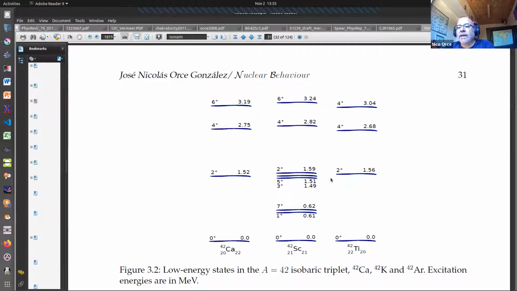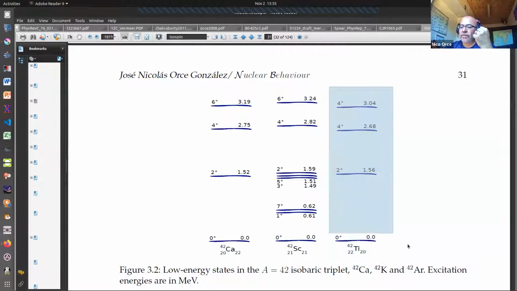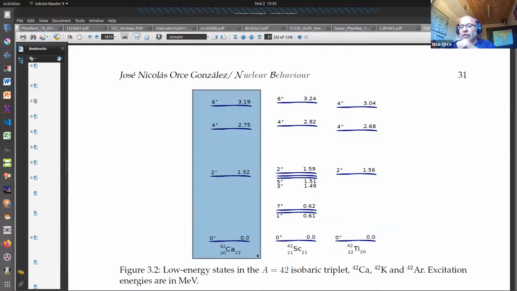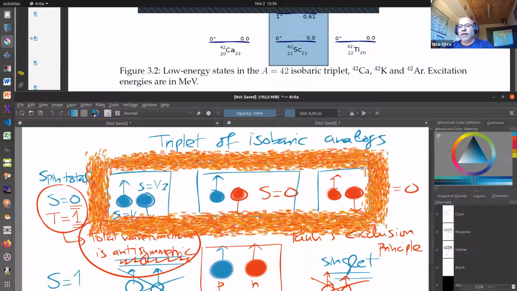As you can see, the energy levels are quite similar. For two different nuclei, we see that they are very similar. So what is the nucleus doing here? How are the protons and the neutrons aligned with each other? We see that the two protons here are pointing up and down. In these particular states, the two neutrons are pointing up and down. And in the third one, scandium 42, we also have 0, 2, 4, and 6, and we know that one proton and one neutron are aligned up and down.